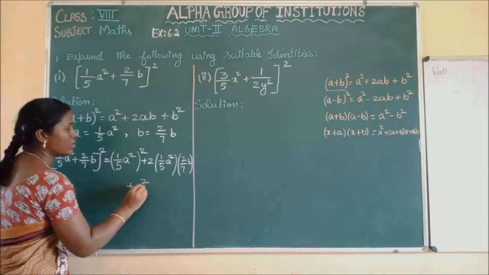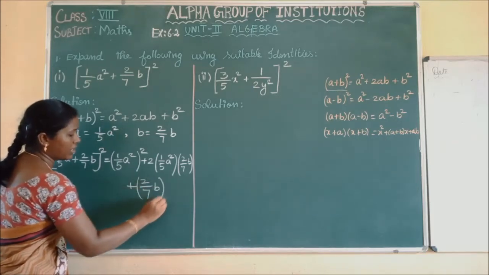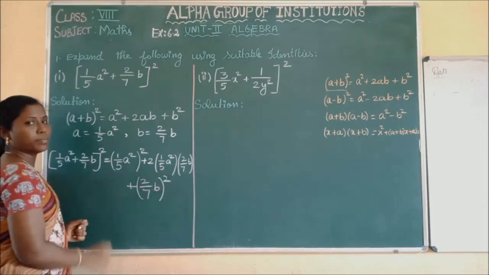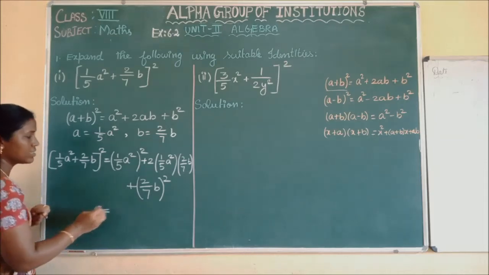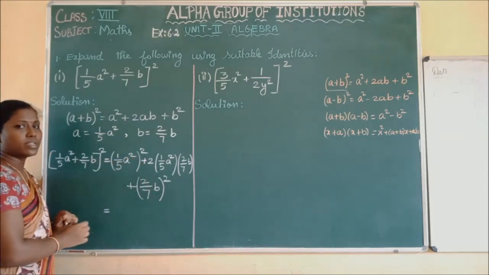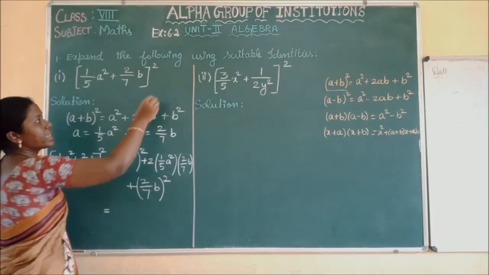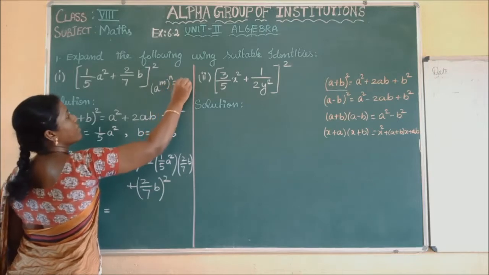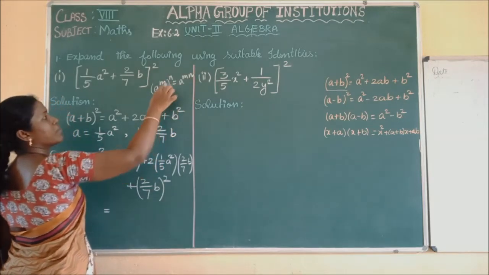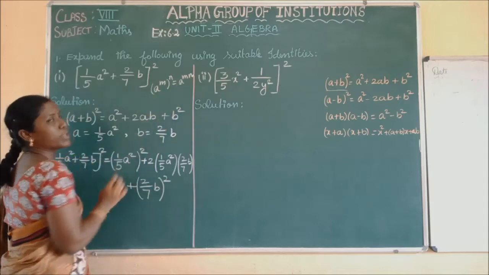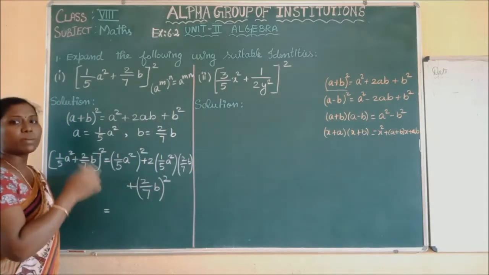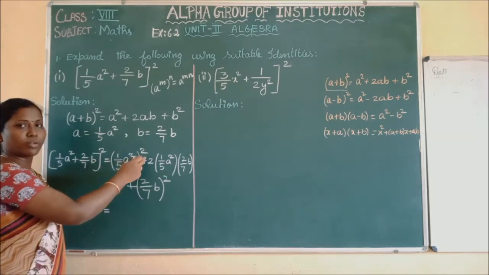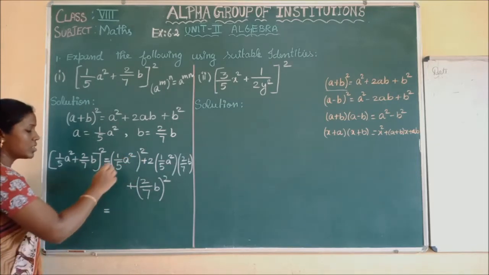What is the value of b square? 2 by 7 b the whole square. A square plus 2ab plus b square. So add this. Just expand this. Have you remembered the exponent form? A power m, the whole power n, can be written as a power m into n. So keep in mind this exponent rule also, because we are getting the variable to the power of power, we have to multiply that. So now explain the first one.